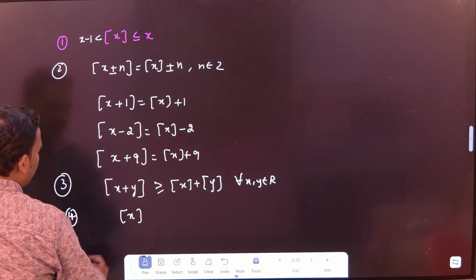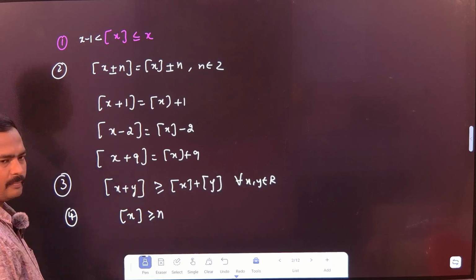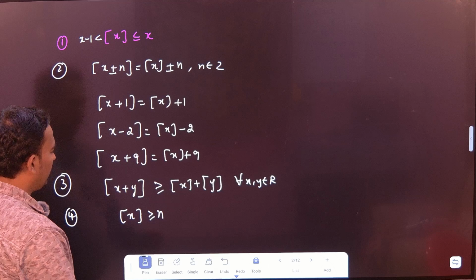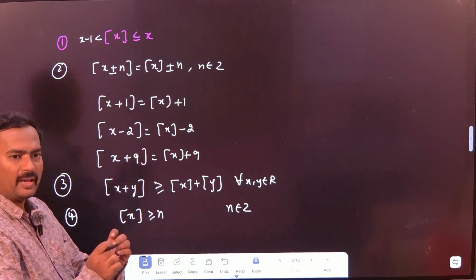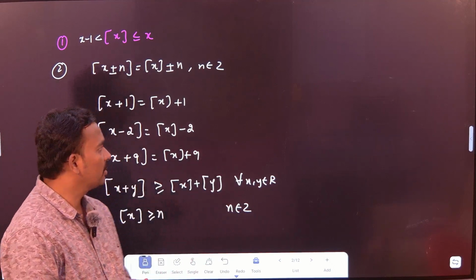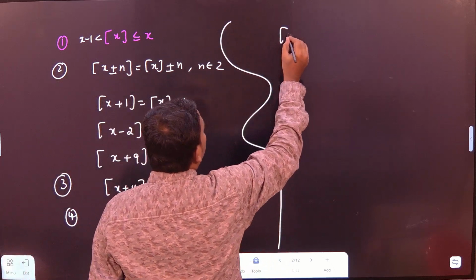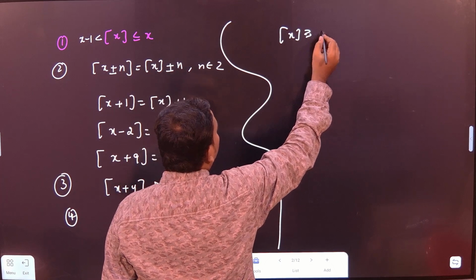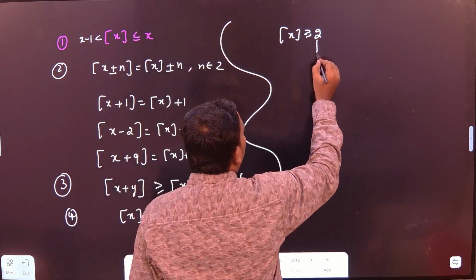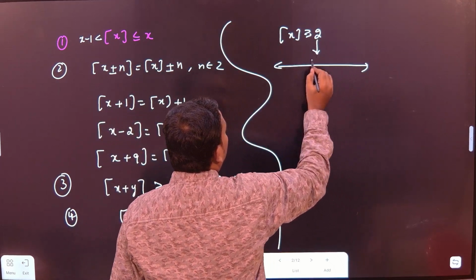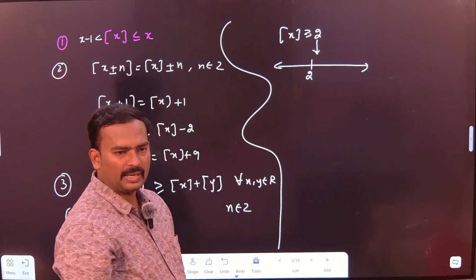Suppose the greatest integer function of x is greater than or equal to n, where n belongs to integers. Then we need to find out where the x values lie. For example, if I take the greatest integer function of x greater than or equal to 2. First, for these kinds of questions, you can fix 2 on the number line, right? You can take a value less than 2 or more than 2.